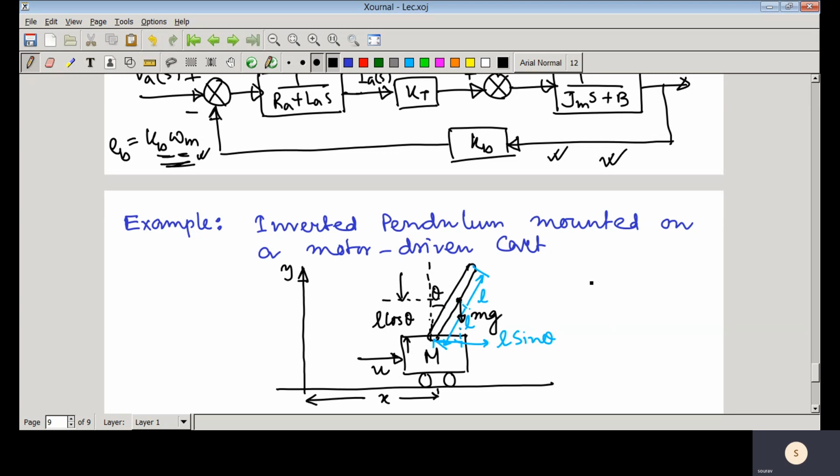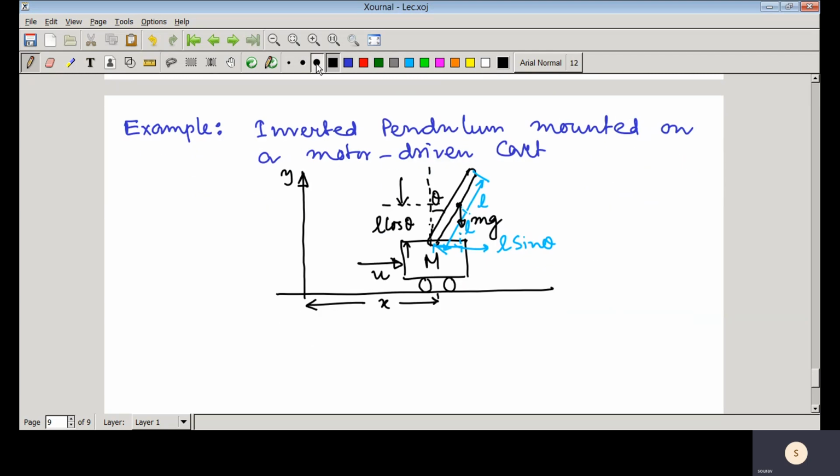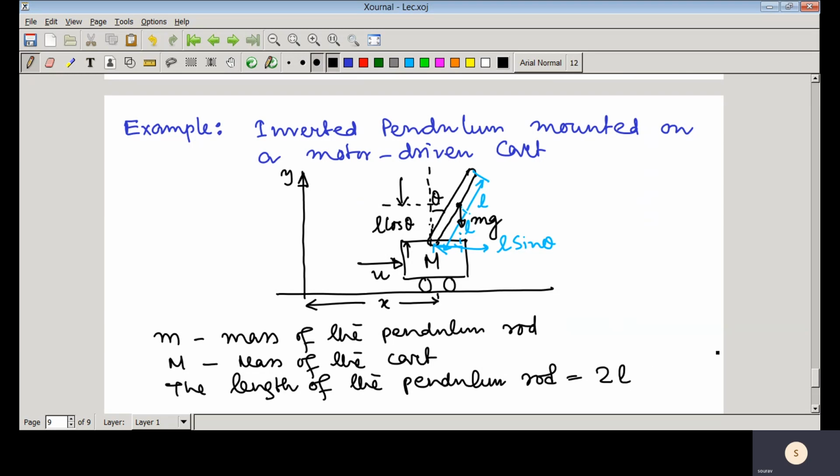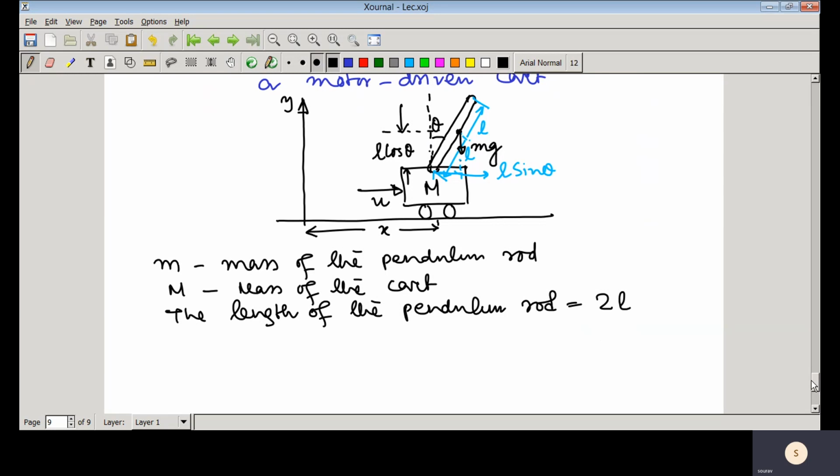Now we can represent the terminology here: m is the mass of the pendulum rod, capital M is the mass of the cart on which the pendulum is fixed, and the length of the pendulum rod is equal to 2L.